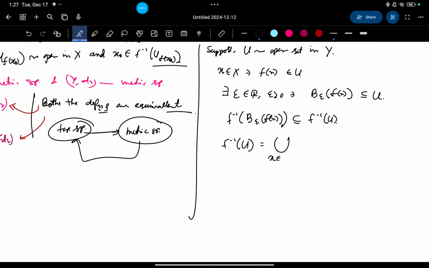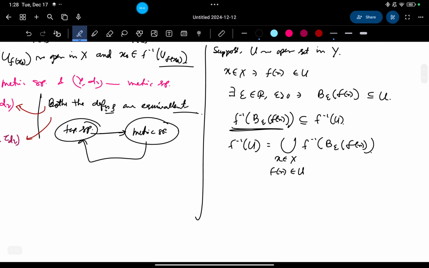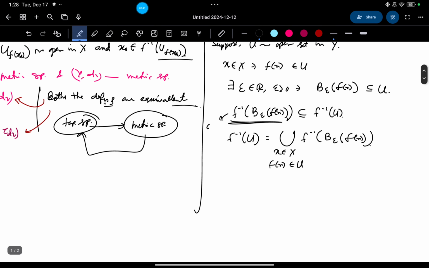Okay, so f inverse u, now we can write f inverse u as a union of all small x belonging to X such that f(x) belongs to u, and this is nothing but f inverse B epsilon of f(x). And we have already from the first property that this is an open set. Okay, so this is an open set.